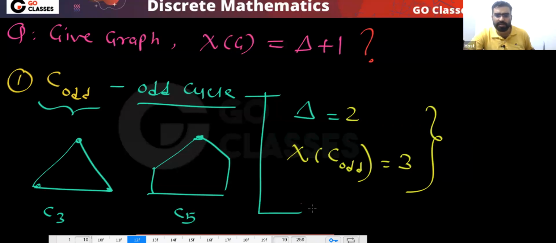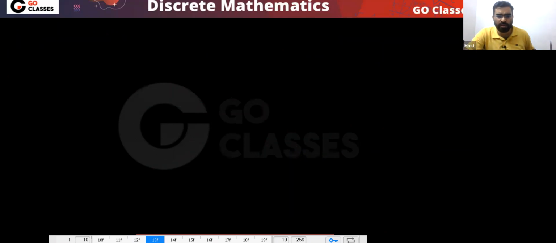So this is the idea: the chromatic number of an odd cycle is the maximum degree plus 1, and the maximum degree is 2. So this is one graph you can give me. Another graph you can give is the complete graph, Kn.